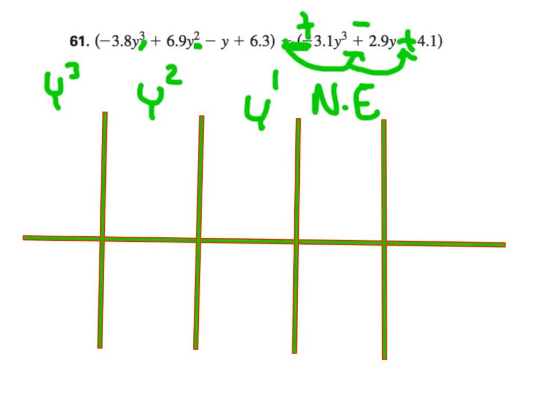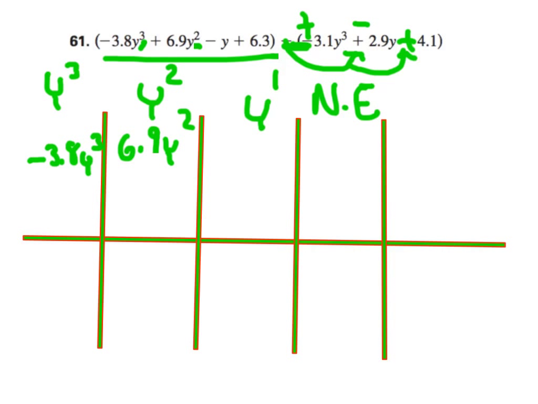So y to the third, so we have negative 3.8y to the third. And then we're just going to go along this and put this problem in. So we have 6.9y to the second, negative y, and then 6.3 over here. So we have just done that, so we can just check that off. We're all good.